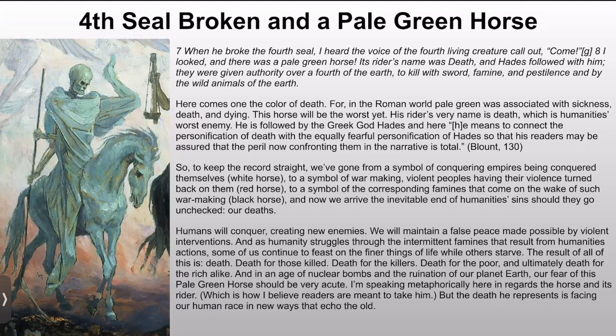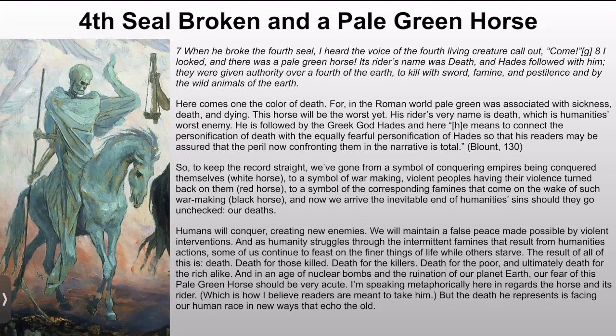Death with Hades following. So to keep the record straight, to keep our minds where we're at in this chapter, which does have a flow and a rationale to its order, we've gone from one symbol of conquering empires being conquered themselves, that's the white horse, to a symbol of war making, violent peoples having their violence turned back on them, the red horse, to a symbol of corresponding famines that come in the wake of such war making, the black horse. And now we arrive at the inevitable end of humanity's sins, should they go unchecked, our deaths.